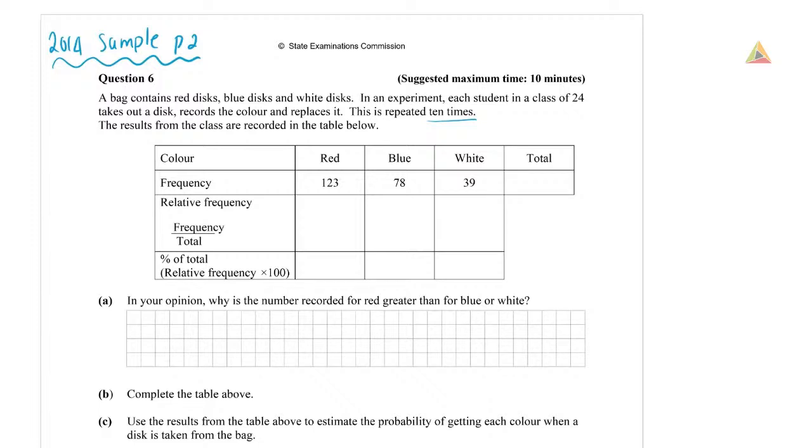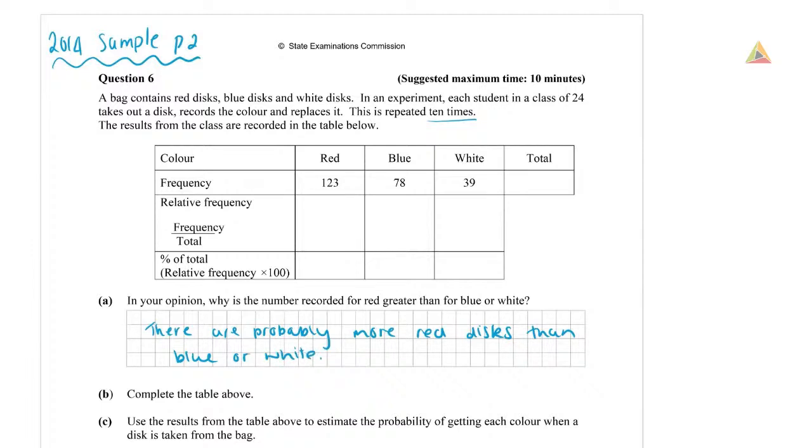So first of all, in your opinion, why is the number recorded for red greater than for blue or for white? So it is most likely that there are probably more red discs than blue or white in the bag, and that would explain why more red got selected than the others. So we're just going to write out a sentence for that. So there are probably more red discs than blue or white.